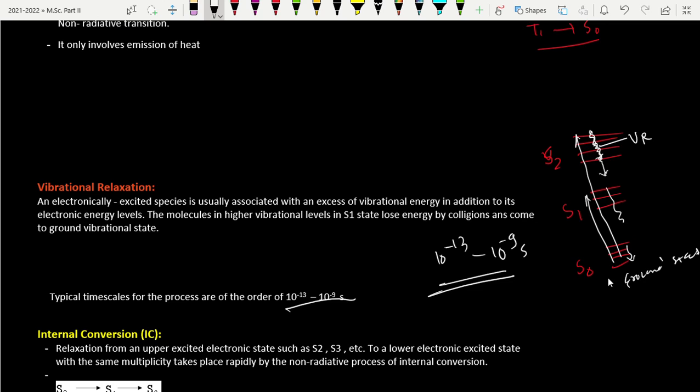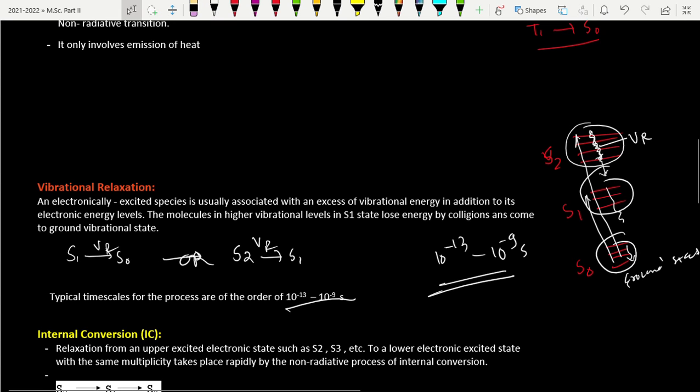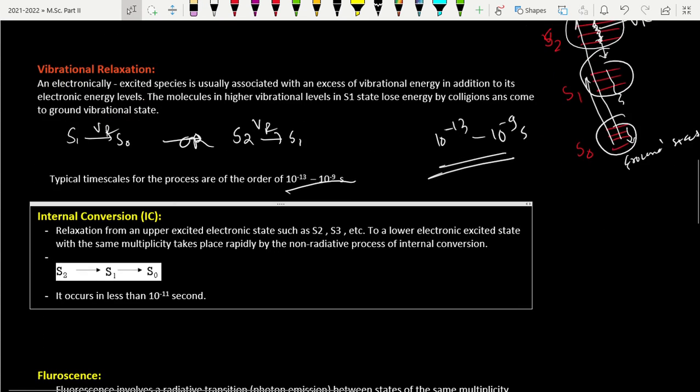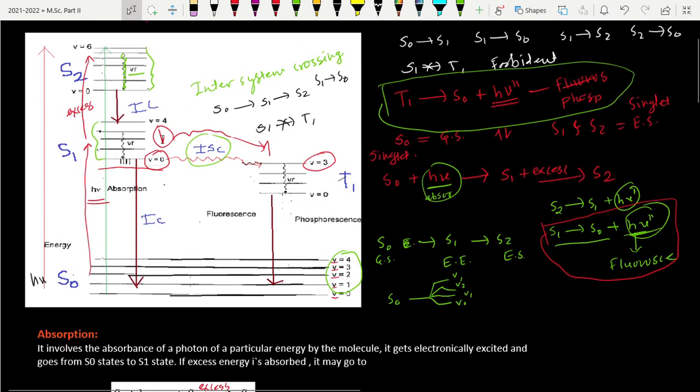So this is S1 to S0, or S2 to S1. The molecule undergoes some vibrational relaxation among these vibrational energy levels. You can see here. Now the next one is internal conversion, that is IC. You can see that this IC is internal conversion.